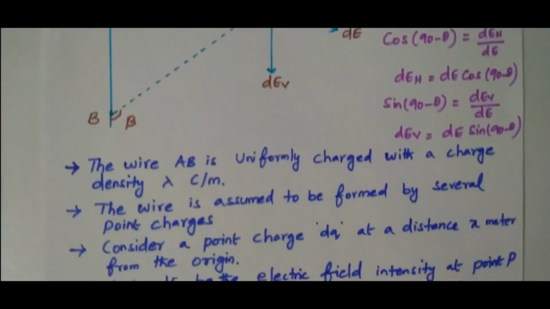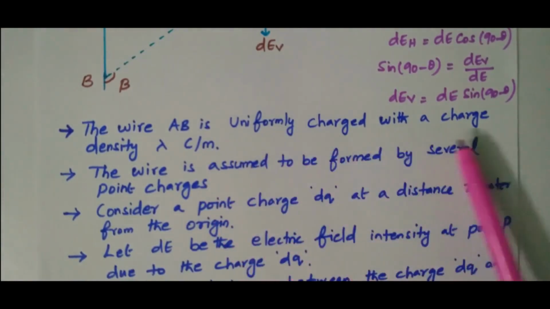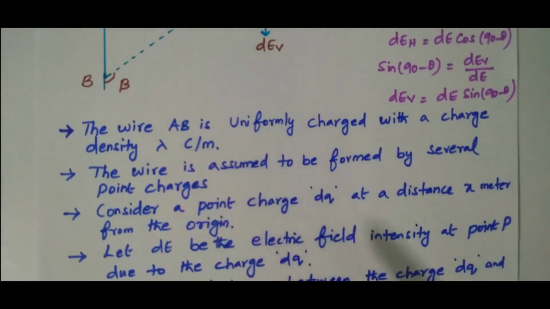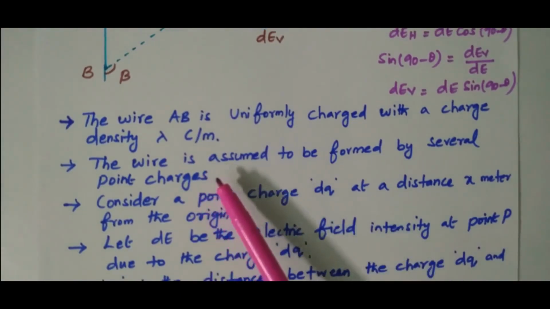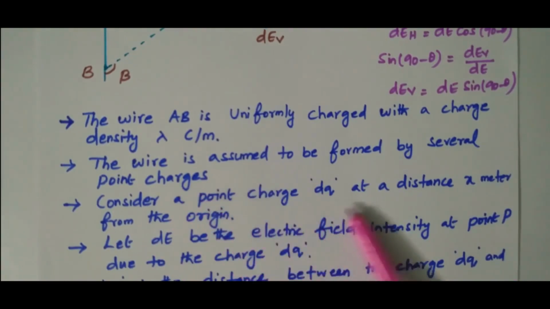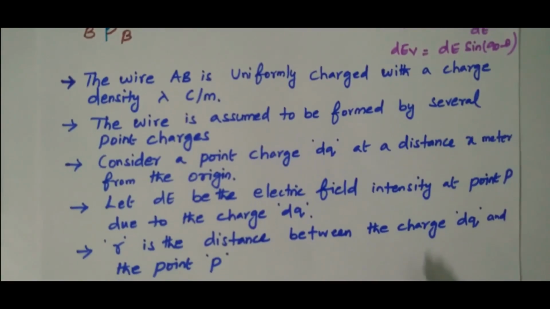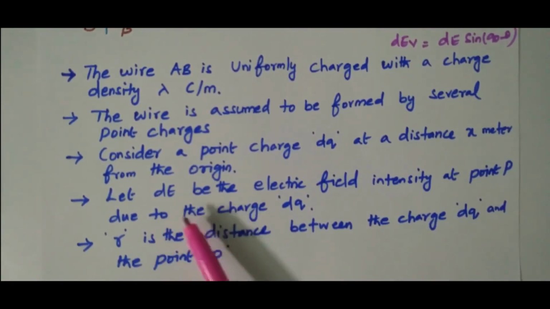So that description is given here. The wire is uniformly charged with a charge density lambda coulomb per meter. The wire is assumed to be formed by several point charges. In that we consider only one point charge at a distance x meter. So dE is the small electric field intensity due to the small charge. R is the distance between the charge dq and point P. The detail about the diagram is given.